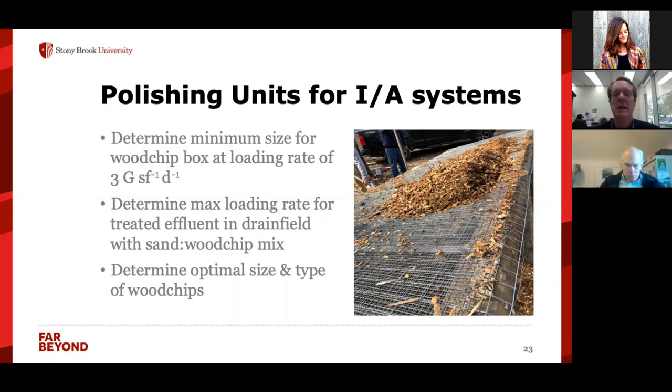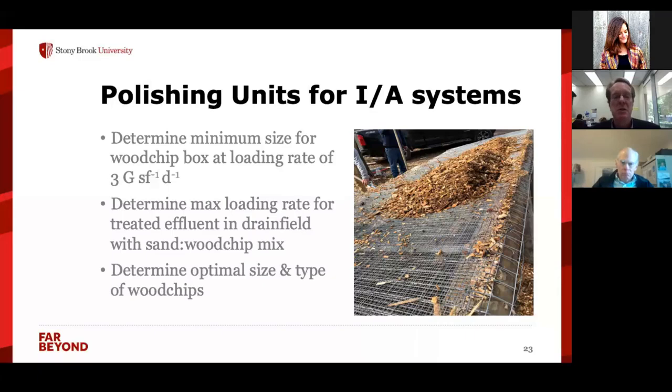And the reason is here, as a polishing unit, these systems would be used for final effluent. So final effluent is already treated. So it won't have all the organic matter or the potential to build up biofilms, which a regular NRB treating wastewater would have.